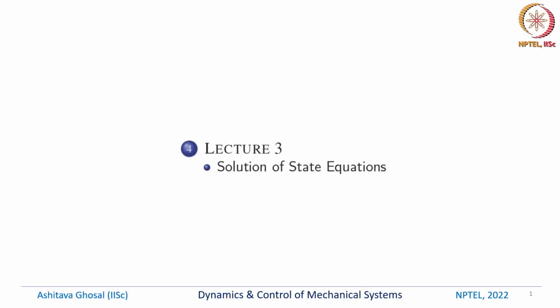In the last lecture, we derived the state space representation. We obtained the state space equations and the output equations from the differential equations of motion by linearizing the nonlinear differential equations about an equilibrium point. In this lecture, we will look at the solution of the state equations.